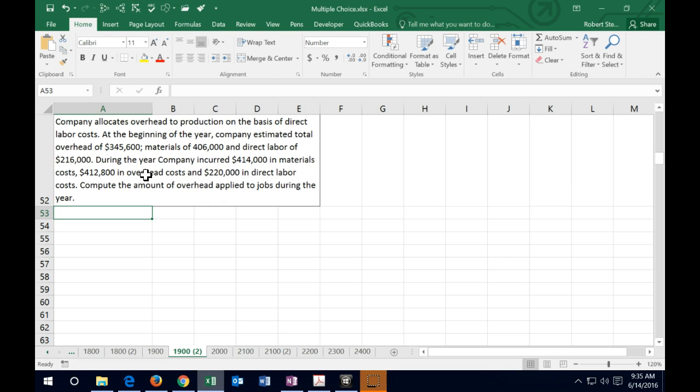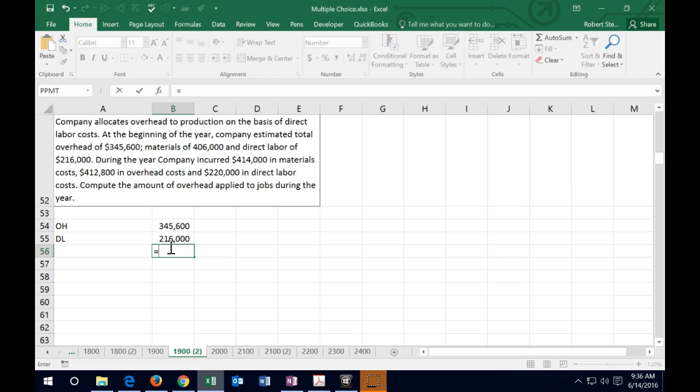So at the beginning of the year, the company estimated overhead to be, we think it's going to be at the beginning of the year $345,600. We're just estimating. Overhead, all that stuff, you just put in the bucket. We don't know which job to apply it out to. And we think that the direct labor is going to be $216,000. And direct labor has nothing to do with the overhead, but we're going to use the direct labor to come up with our rate to apply to the overhead.